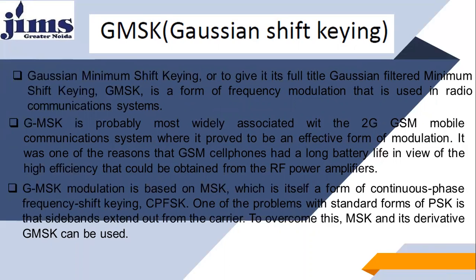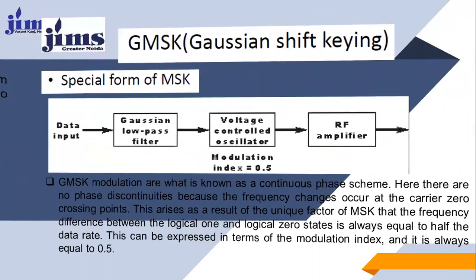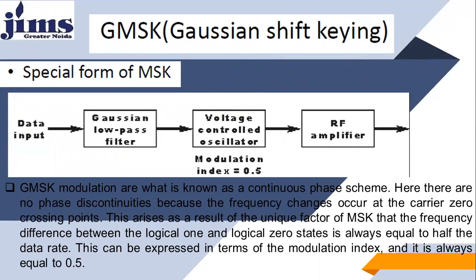GMSK modulation is based on MSK, which is itself a form of continuous phase frequency shift keying. One of the problems with the standard form of PSK is that the sidebands extend out from the carrier. To overcome this, MSK and its derivative GMSK can be used. A special form of MSK is GMSK. You have an input data, then a Gaussian low pass filter. In GMSK, a Gaussian low pass filter is used, and that is why this MSK scheme is called GMSK, or Gaussian minimum shift keying. Then we have a voltage controlled oscillator, then RF amplifiers.